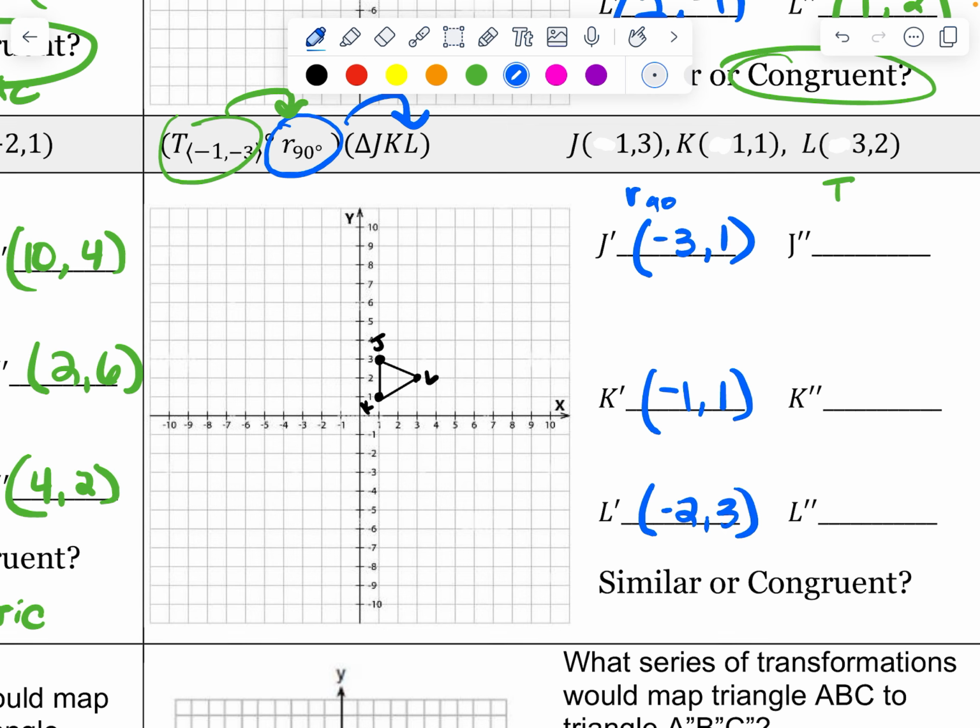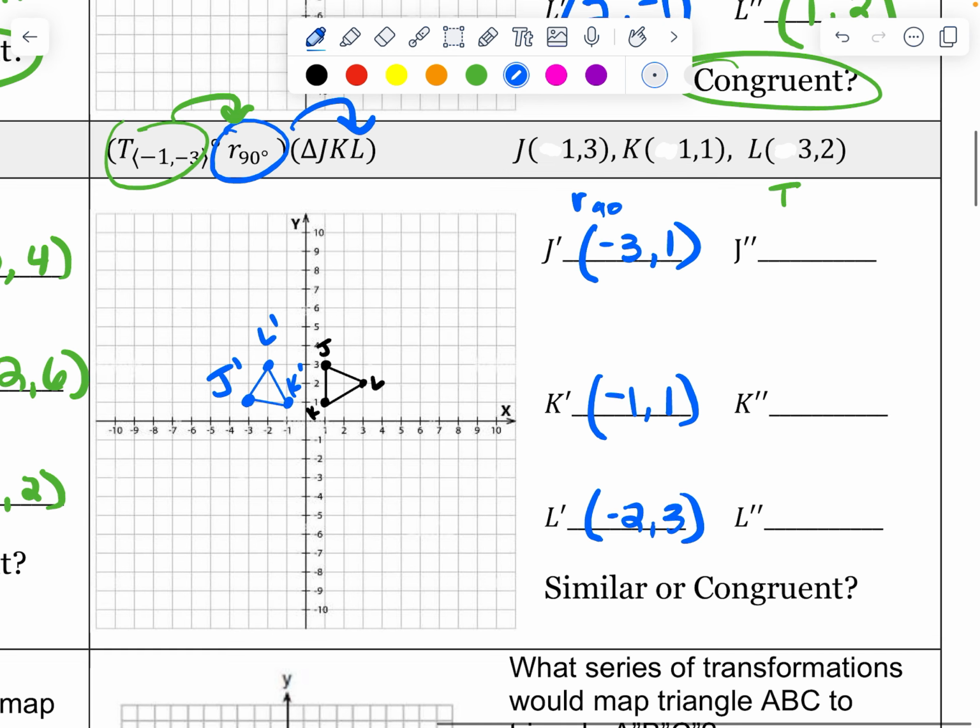Let's draw it. Make sure we got that right. Negative 3, 1 is J prime. K, negative 1, 1. Makes sense. And negative 2, 3. Negative 2, 3. Yep, that is a rotation. We're good to go. And then T, down 3, left 1.